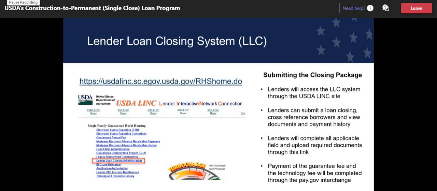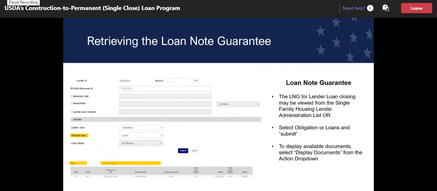So there is a lender user guide. The LLC user guide is a great reference to walk lenders through the loan closing submission process. Okay. And the loan note guarantee may be retrieved from the lender loan closing system under the Single Family Housing lender administration list using the display documents option from the action dropdown. From here, the lender may view, print, and then retain the loan note guarantee in your permanent file. Okay. It should be noted here that this information is not available to the agency when reviewing the loan closing documents. This slide, as well as the next several, are lender view only.